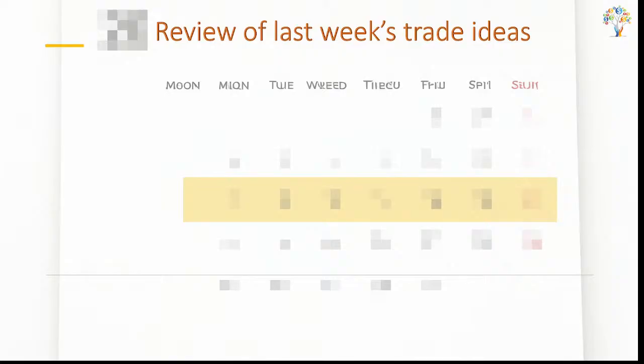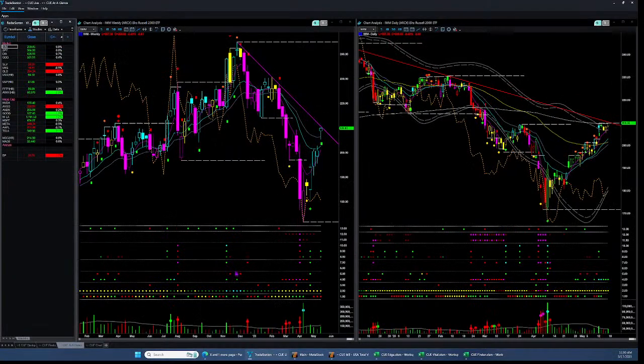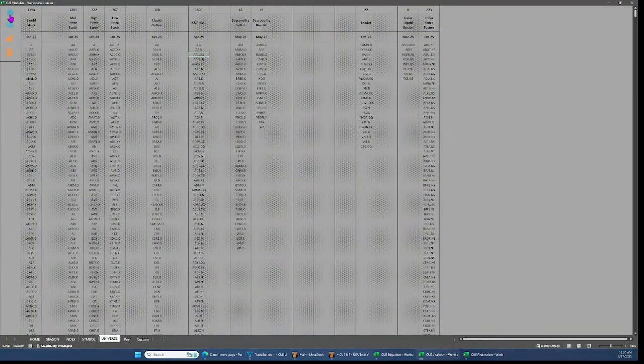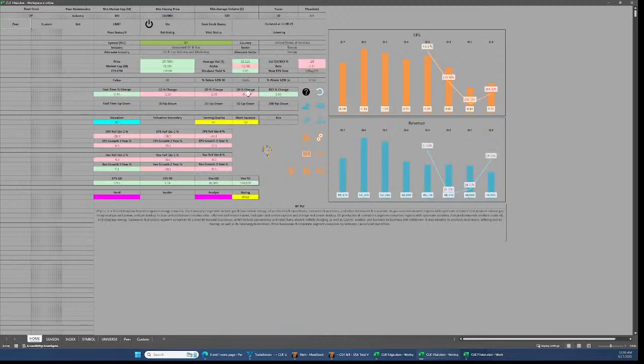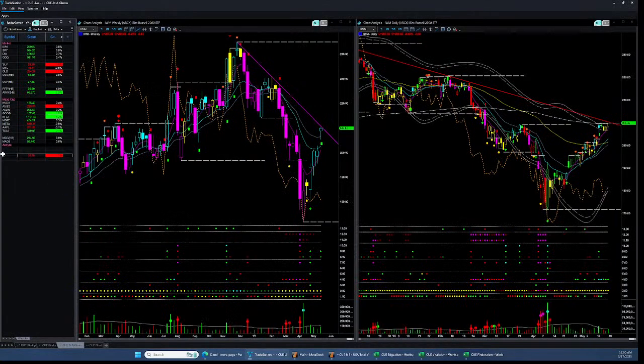Review of last week's trade ideas. I shared only one stock, BP. That was a buying idea, and one of the reasons for selecting that stock was its high dividend yield of 6.4%. When I shared it, it was slightly higher than that probably. In any case, it's a reasonable dividend, and I shared it 1 week ago.